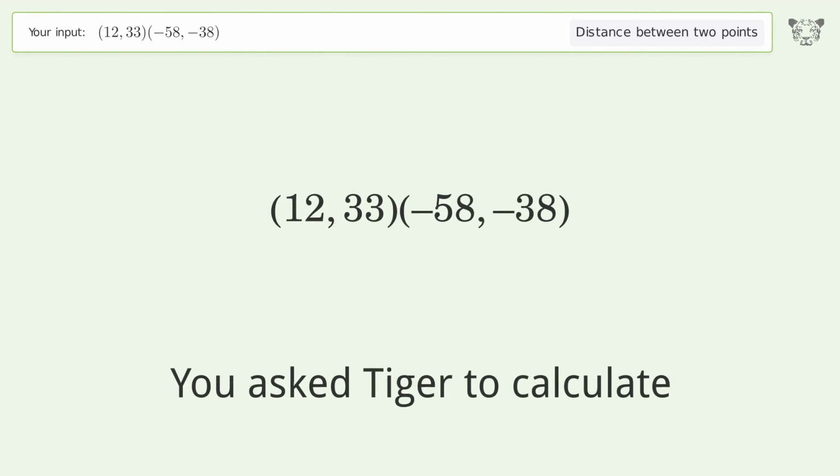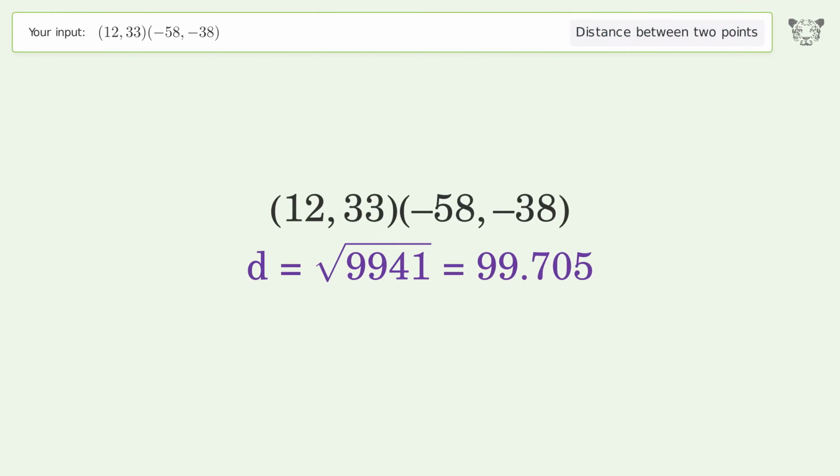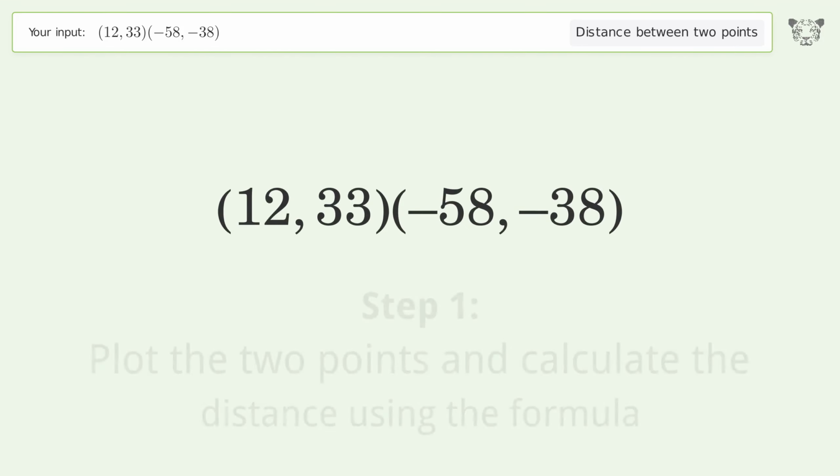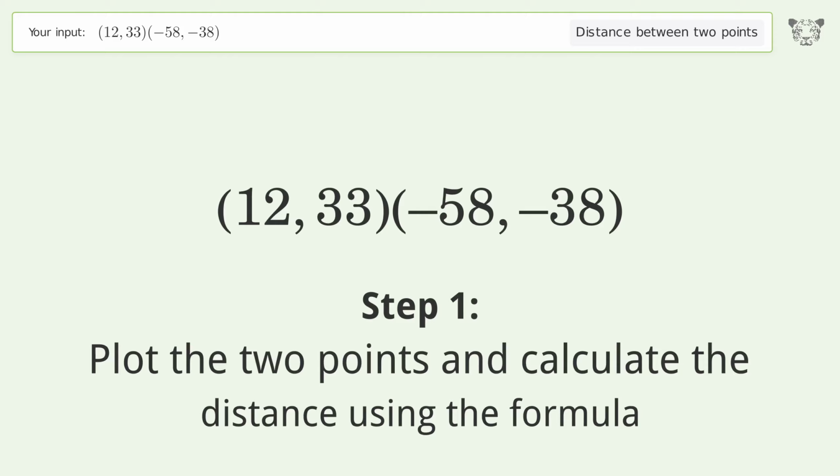You ask Tiger to calculate. This deals with the distance between 2 points. The distance between the 2 points is the square root of 9,941, or 99.705. Let's solve it step by step. Plot the 2 points and calculate the distance using the formula.